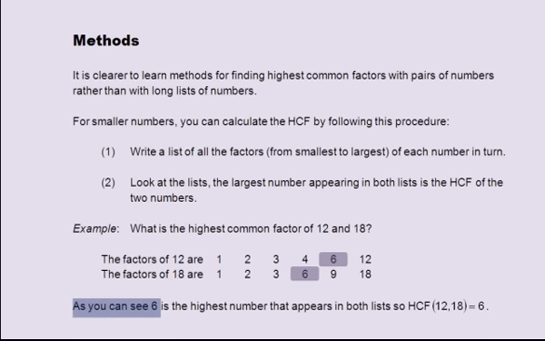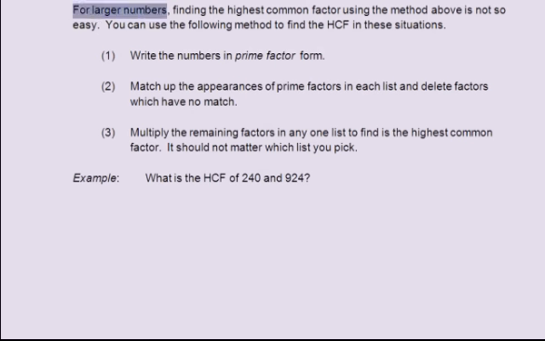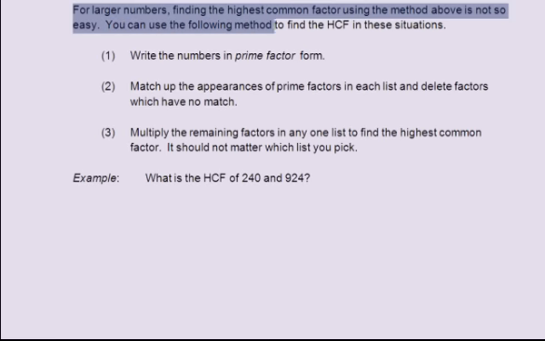It's the highest number that appears in both lists. So, HCF of 12 and 18 equals 6. For larger numbers, finding the highest common factor using the method above is not so easy. You can use the following method to find the highest common factor in these situations.